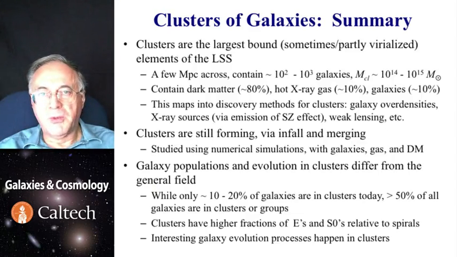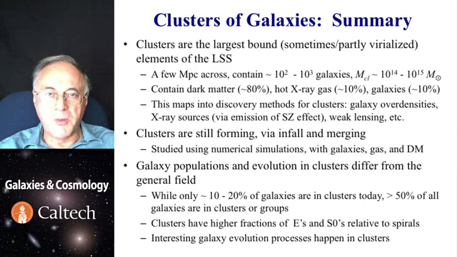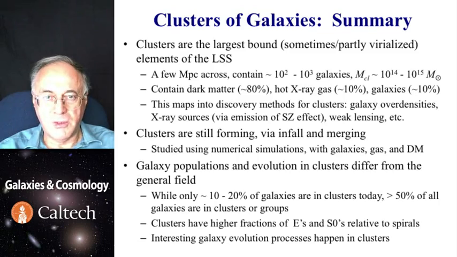So let's recap what we learned about clusters of galaxies. They are the most conspicuous part of the large-scale structure, and they represent the stage where structure becomes virialized gradually. Typically a few megaparsecs across, they have hundreds or thousands of galaxies in them. The mixture of luminous and dark matter in them is exactly the overall mix from cosmological measurements, baryonic to non-baryonic dark matter component.